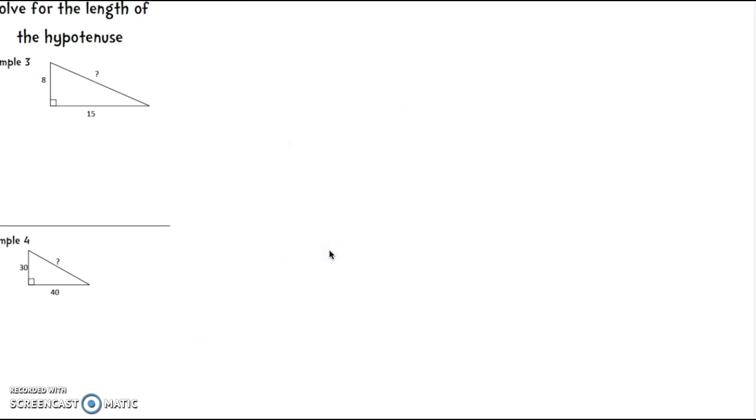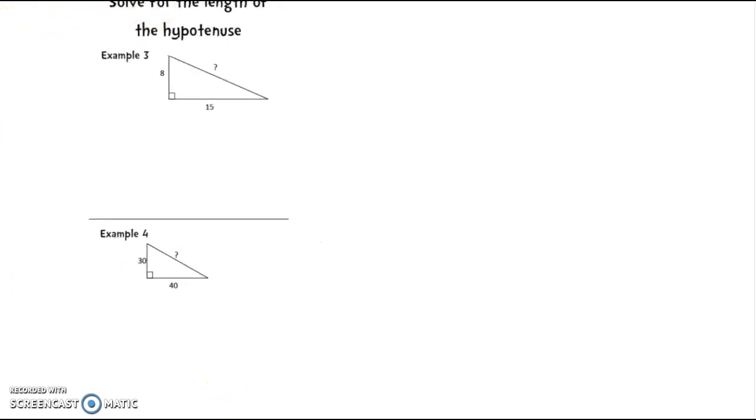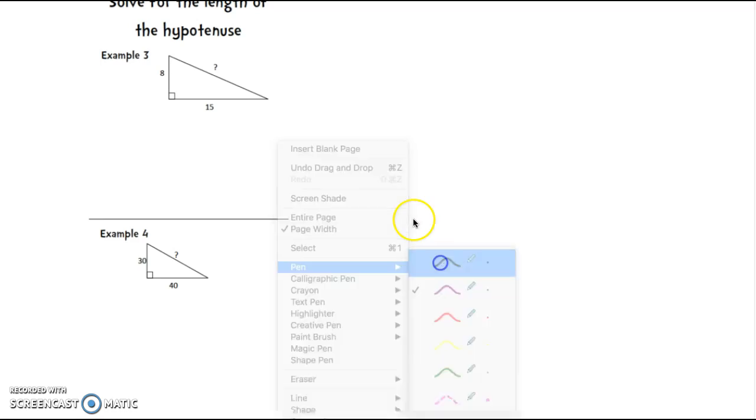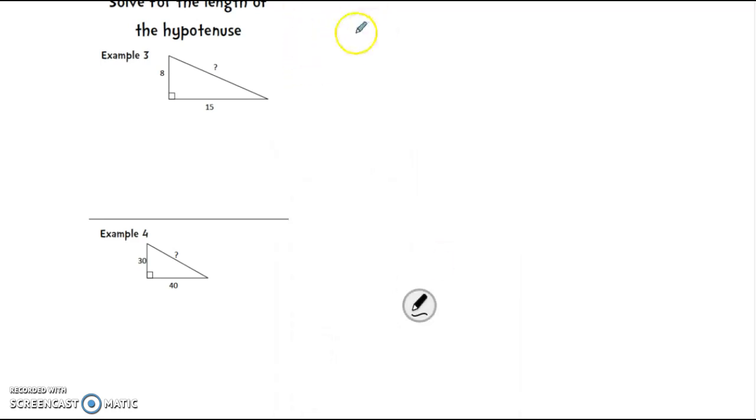Let's go move this over. So now we're going to solve for the length, and now be careful. This is, you know me, I'm picky, and this is how I'd like to see it done. All right, so for each one, example 3, I want you to write leg squared plus leg squared equals hypotenuse squared.